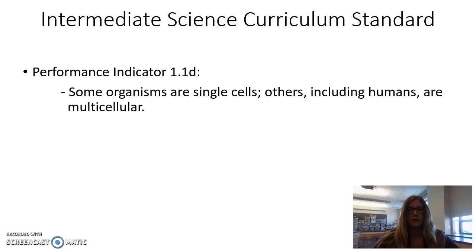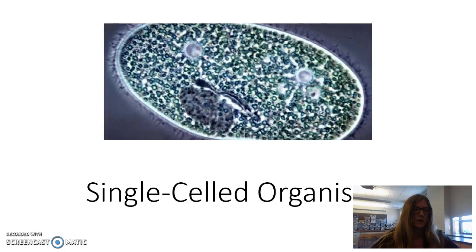This aligns with the Intermediate Science Curriculum Standard Performance Indicator 1.1d, which states that some organisms are single cells, others, including humans, are multicellular. The cell is the smallest structure and functional unit of an organism. Single-celled organisms are more simple than multicellular ones. The composition, distribution, and the number of cells that are present in an organism determine whether it is multicellular or single-celled. As suggested by the name, single-celled organisms have one cell, while multicellular organisms have many cells.